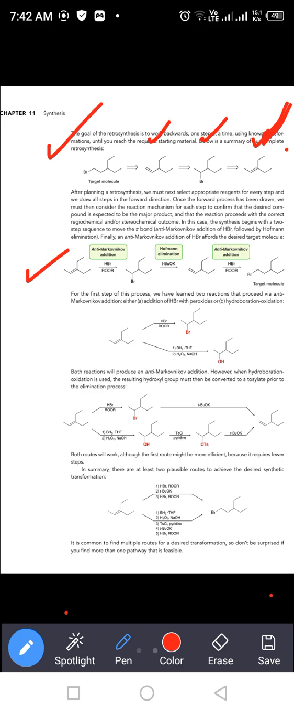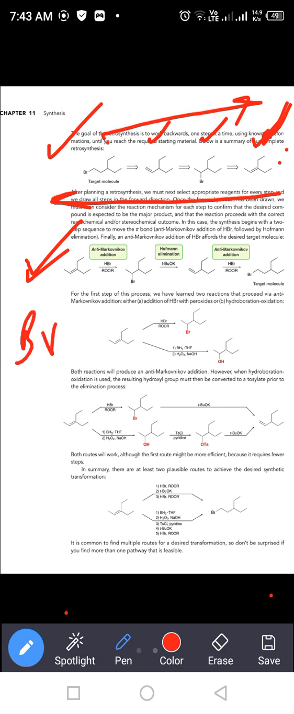So now, when you were doing retrosynthetic analysis, your route was this. Now you are synthesizing, so your route will be in the opposite direction. So you will choose the last fragment. Now bring a change: anti-Markovnikov addition, HBr with peroxide. When we want anti-Markovnikov addition, Br always adds from the less substituted side, the second side.